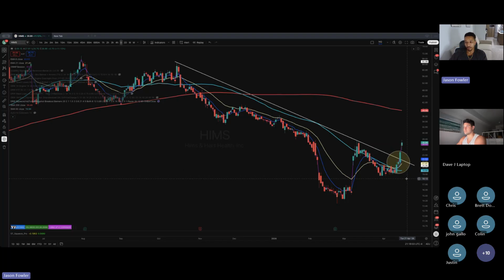So yeah, it reclaimed the 50-day, the 21 EMA. Your positive convergence here over those shorter time frame EMAs, and you broke out of your downtrend. That's pretty damn good. Does that make sense? Those are the trades, guys. These are the trade opportunities that you want to find.